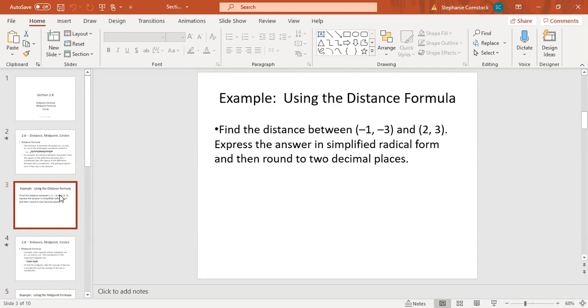They want us to find the distance between -1, -3 and 2, 3. And they ask us to put it in simplified radical. That's just where we're going to leave it with a square root on it if I need to. And then also when it is rounded to 2 decimal places.